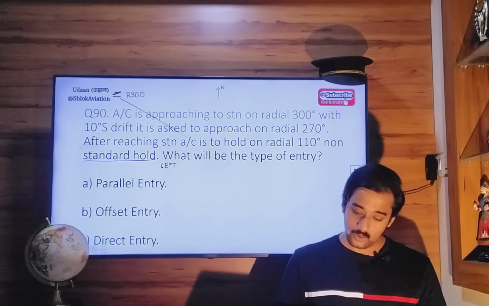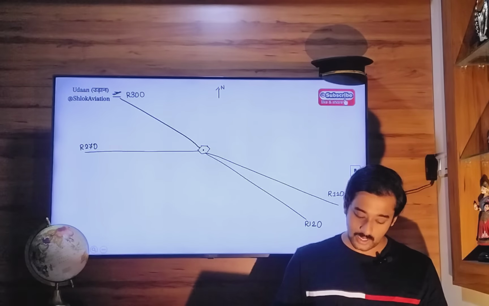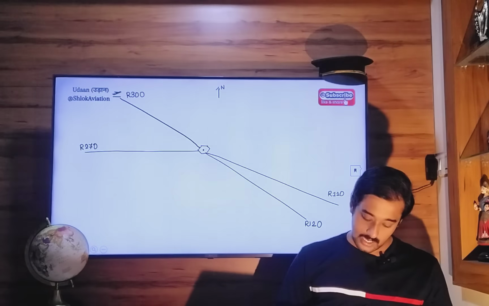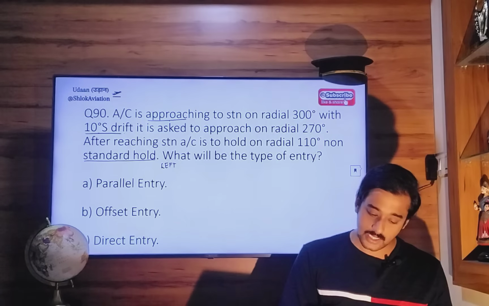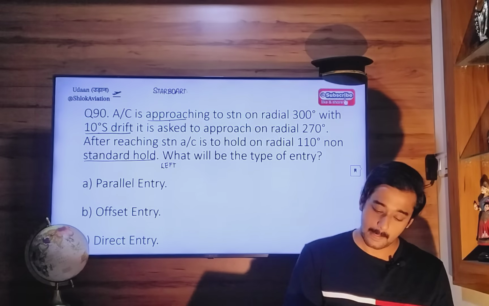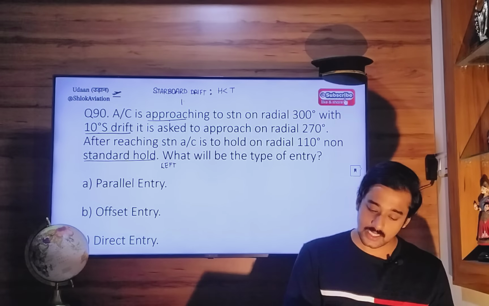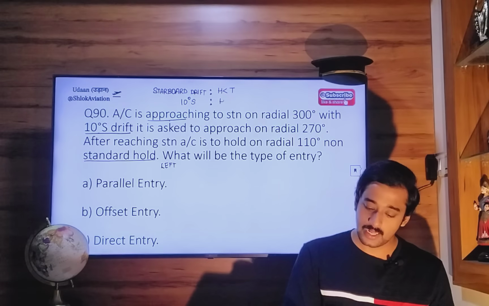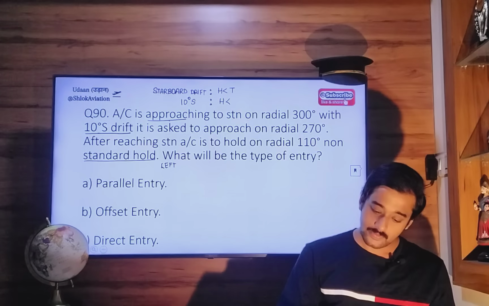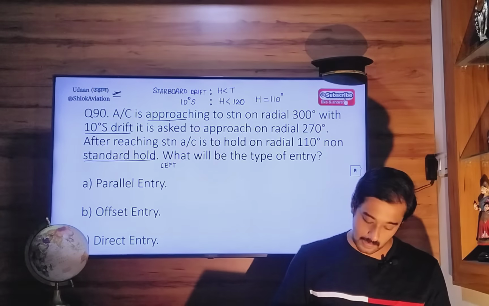Now you are currently approaching on radial 300 inbound. That means your aircraft is approaching inbound, or flying towards the station, like this. And drift is 10 degrees starboard. So starboard drift means heading will be less than the track. So with 10 degrees starboard drift, heading will be less than track. What is the inbound track? Inbound track is 120. So the heading of your aircraft will be less than 120 by 10 degrees, so 110.